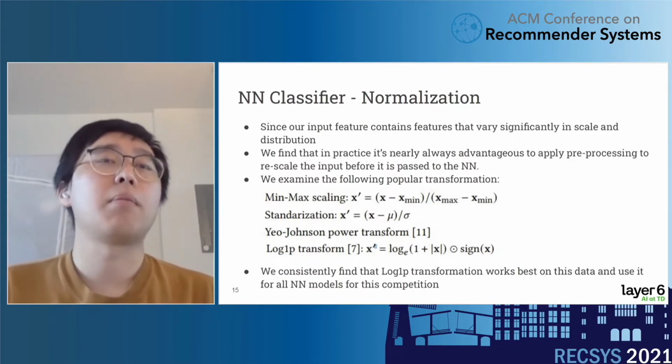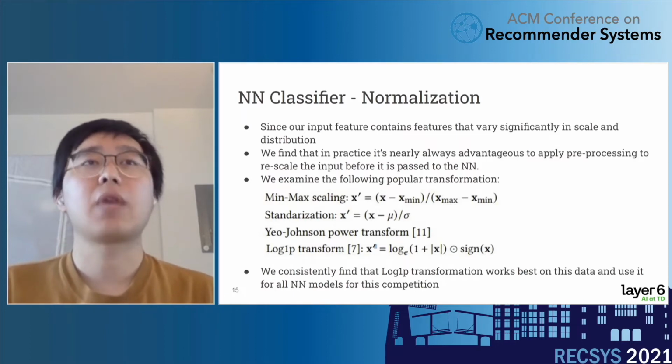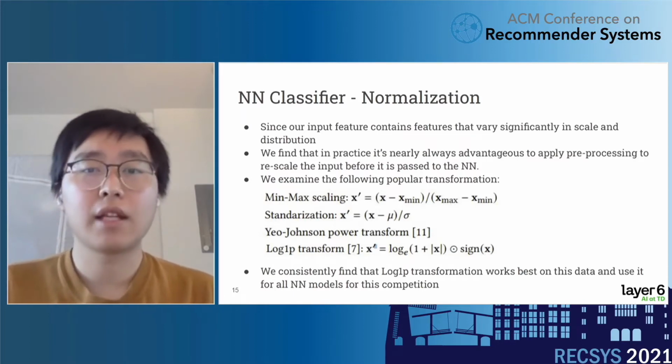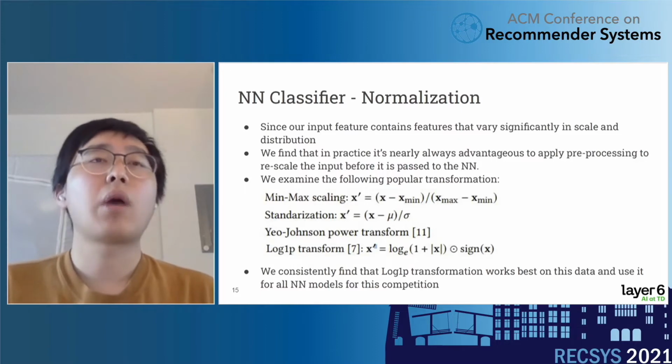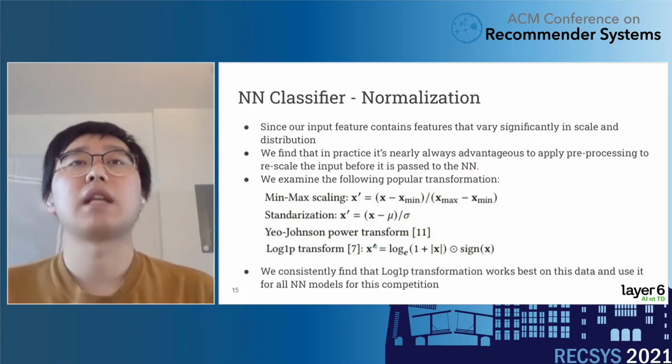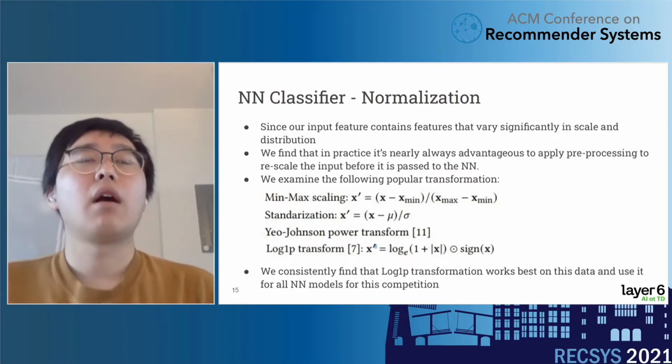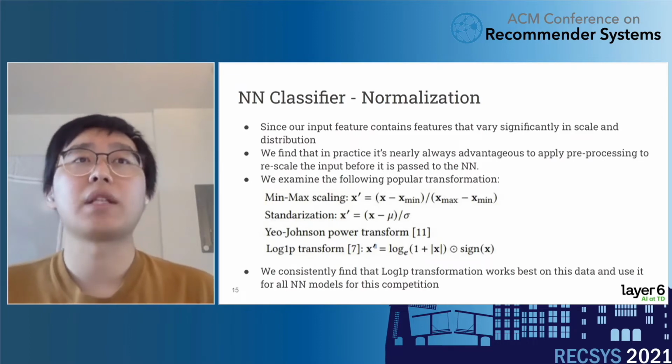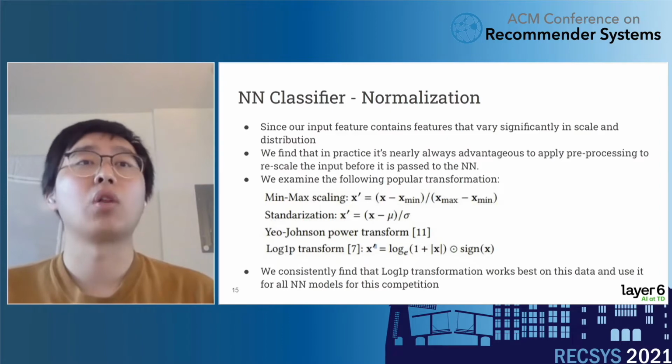And then for the neural network part, we examine the following popular transformations. The first one is the min-max scaling. And the second one is a standardization transformation. The third one we used is the Yeo-Johnson power transform in a package. And the last one is the log1p transform that was introduced in a newer paper earlier this year. We examine these 4 transformations very carefully on this dataset with our feature groups, and we consistently find that the log1p transformation works best on this dataset. So we decide to use it for all the neural network models for this competition.